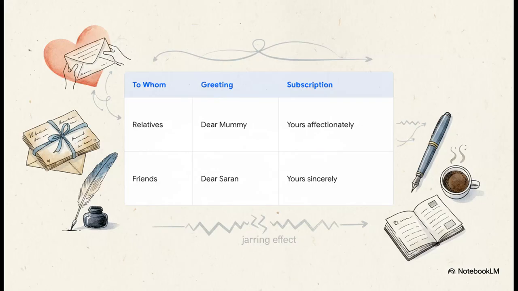And a huge part of that polish is consistency in your tone, right from the first word down to the very last. Notice how the greeting has to match the subscription or the sign-off based on the relationship? If you're writing to a near relative, you might open with "Dear Mummy" and close with "Yours affectionately." But if you're writing to a friend, the tone shifts slightly and you'd close with "Yours sincerely." Getting that pairing wrong creates this immediate, jarring disconnect for the person reading it.